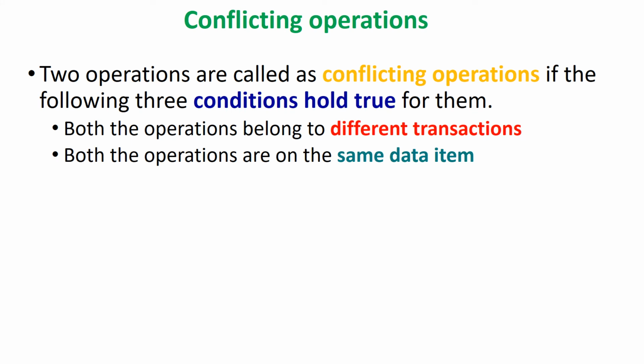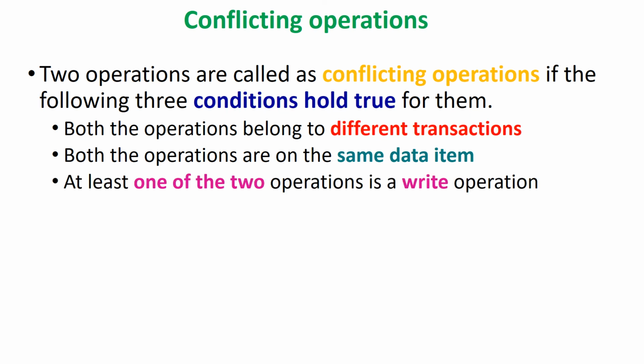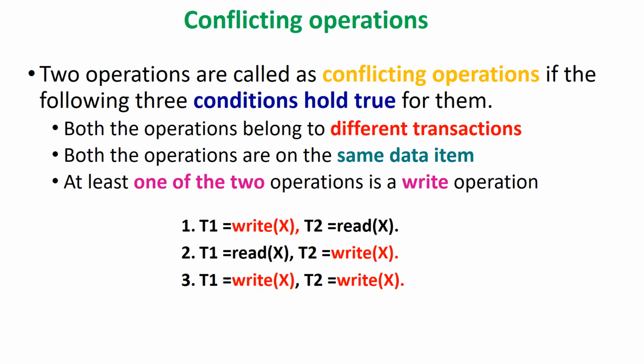Finally, it is to be noticed that when two operations are said to be conflicting operations, they should satisfy the following three conditions. First, both operations belong to different transactions, one from T1 and another from T2. Second, both operations should be on the same data. If it is different data, then it won't be a conflicting operation. And third, at least one of these two operations must be a write operation. Then we can say these two operations are conflicting operations.